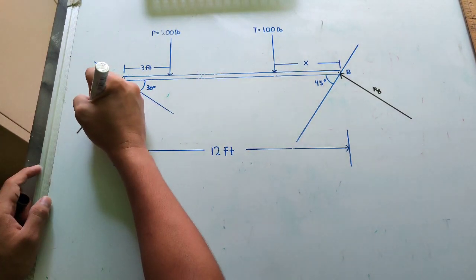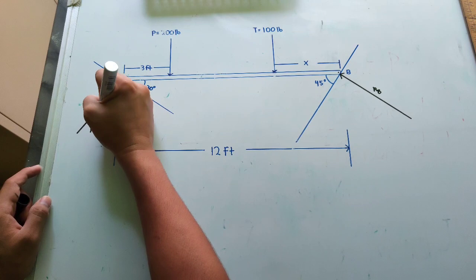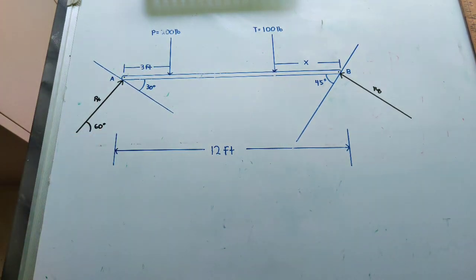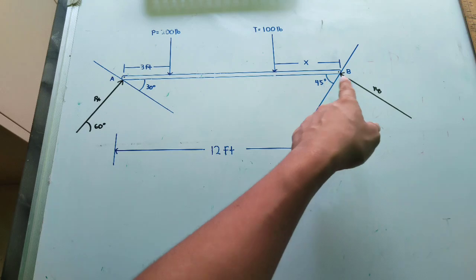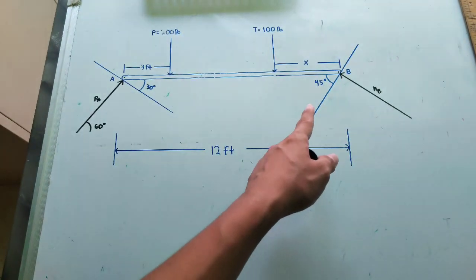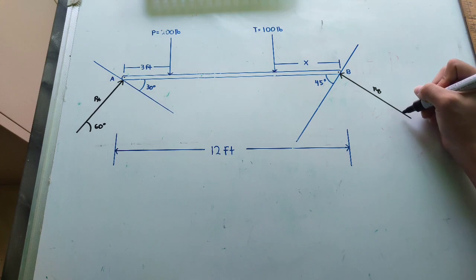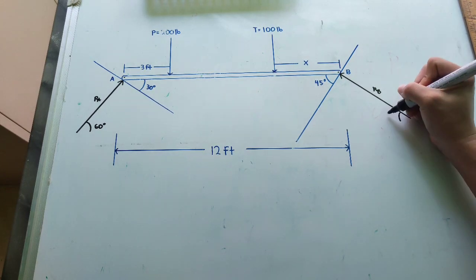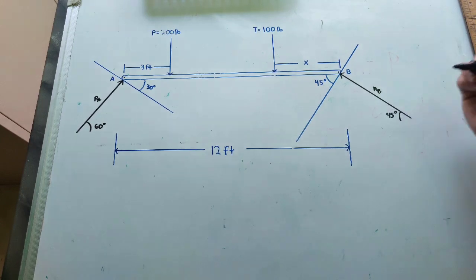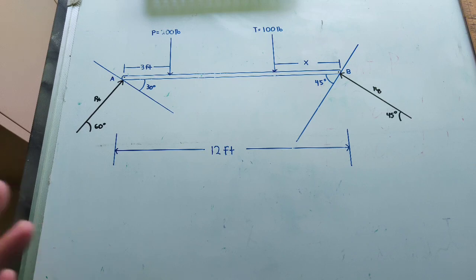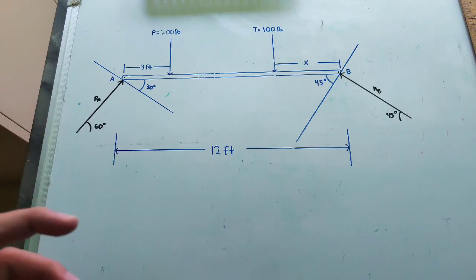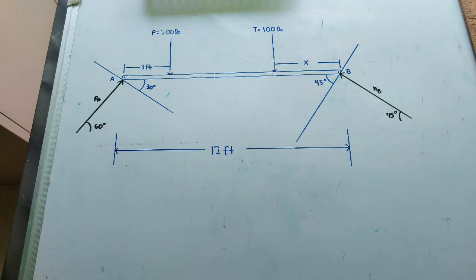So put it here, 60 degrees. Now likewise, 90 degrees minus 45 is another 45 degrees. So there we go. Now, because these reactions are at an angle, we need to find their components, namely RAY, RAX, RBX, and RBY.